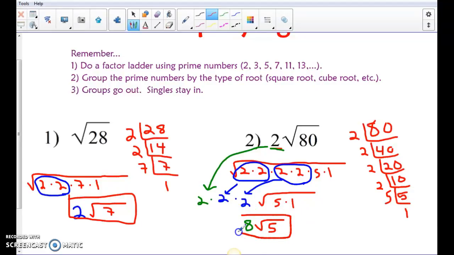And again, we could double check that in the calculator. If you type in 2 radical 80, you're going to get a decimal answer because it's an irrational number. If I type in 8 radical 5, I should get that same exact decimal answer. So again, that's a good way to check your work.